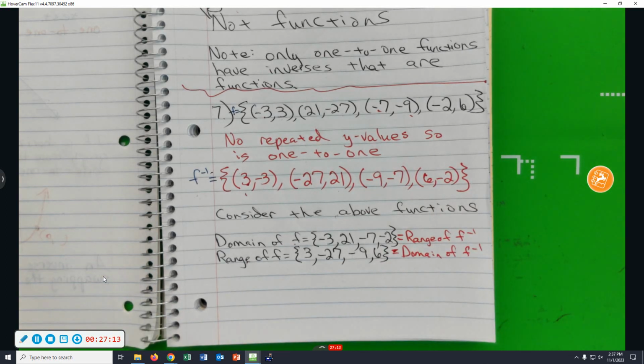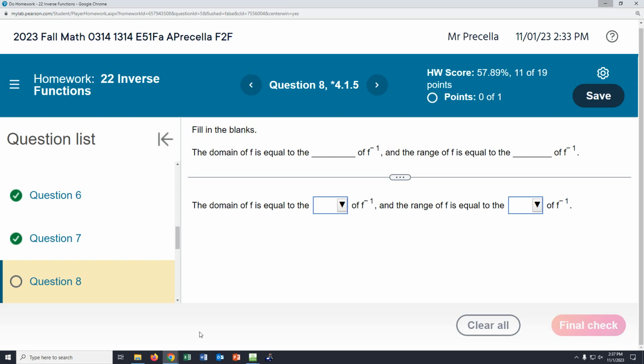So if you want to say something algebraically, the domain of f is the range of f inverse, the range of f is the domain of f inverse, and it should be obvious why. X becomes y, the y becomes x. Are we ready to do that problem? Yes. How would y'all complete this? The domain of f is equal to the blank of f inverse, and it gives you a choice.